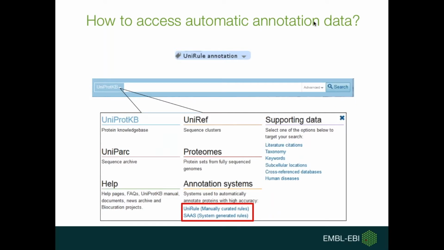How would you find such a rule on the UniProt website? In the middle here is a screenshot of the query interface, the query box on the uniprot.org website. And with this little arrow on the left-hand side, you can select different data sources to search. One of them is UniRule, the system I've just talked about, and SAAS, another system which my colleague is going to talk about in a minute. That way, if you search that space, for example, for lysophospholipase, you would find the rule that we've just talked about.